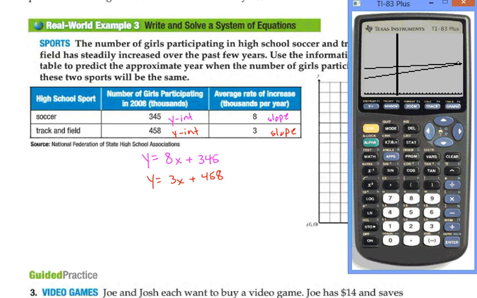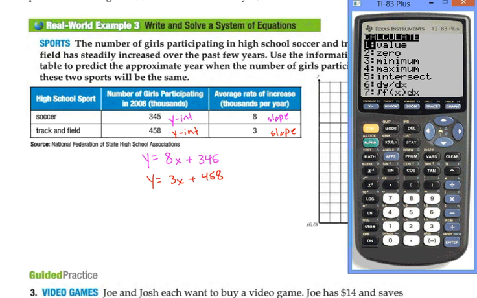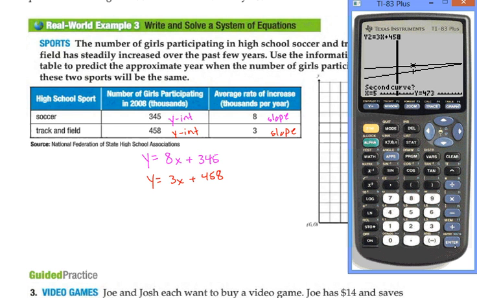Okay, kind of hard to see, but it looks like they're going to intersect somewhere over here. These don't show us very nicely what that is, so we're going to hit our second trace and we're going to ask it to find that intersection for us. Again, first curve, that just means that's the first line we're going to compare. That's the second line we're going to compare. Hit enter one more time. No thanks, I'm not going to guess. And go ahead and hit enter. And here's our problem. It's bigger than 1,000.